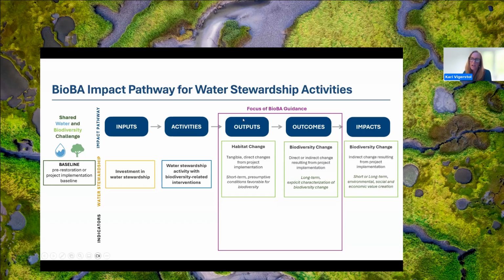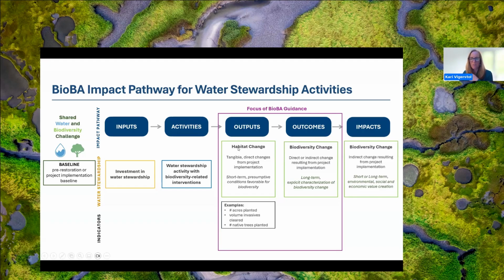So as I mentioned, our guide is focused in this output and outcome space, in part because it's already really complex to determine impacts on biodiversity in the outcome category, much less the impacts. It's really difficult to be able to do that, especially within these projects that we're talking about here.